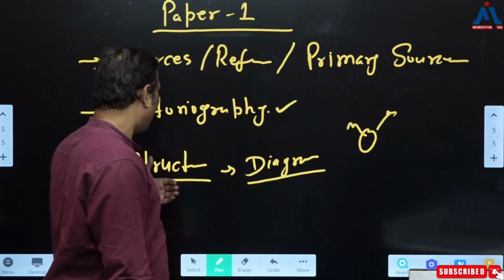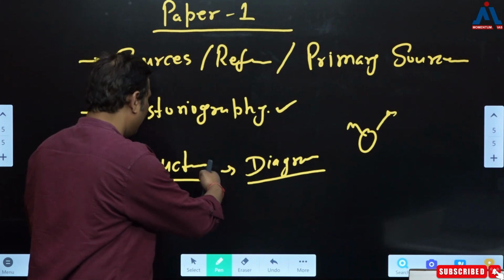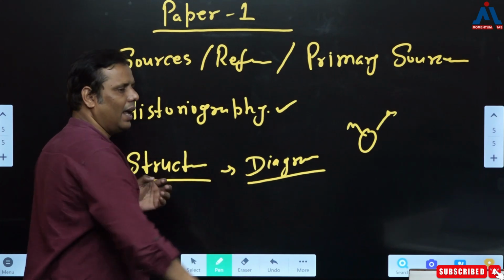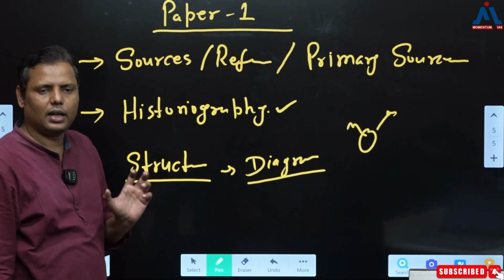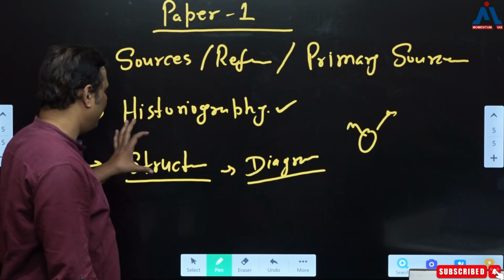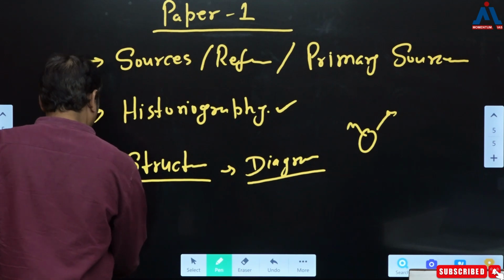So this is what we are going to do. We are undoubtedly going to cover the possible diagrams and the various sorts of structures through which we can convey our ideas in a better way. So we'll be focusing on that part as well. Correct? What next?